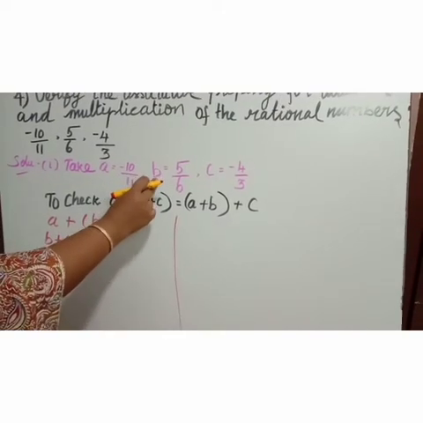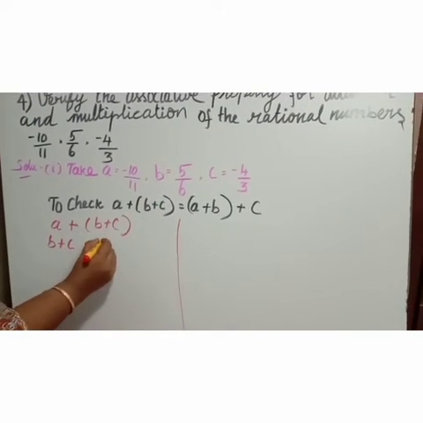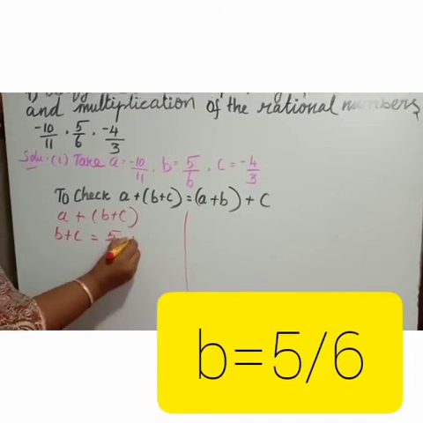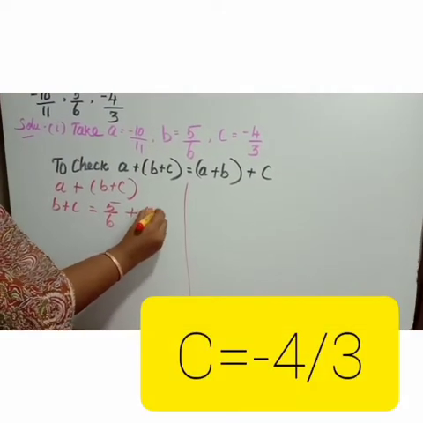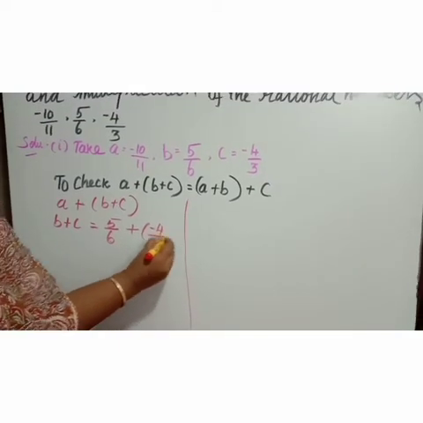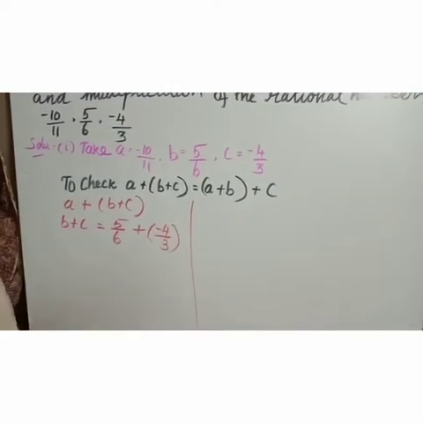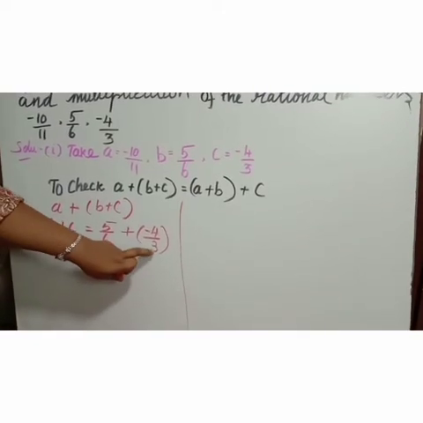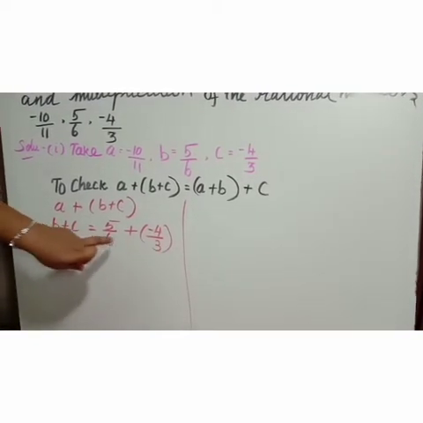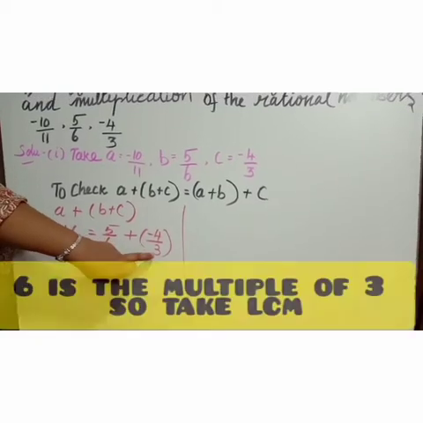So what is the value of B? Yes, 5 divided by 6. Next one, what is the value of C? Yes, minus. So put the bracket. Minus 4 divided by 3. Listen, see the denominator. Is the denominator same or different? Yes, the denominator is different. And 6 is a multiple of 3.